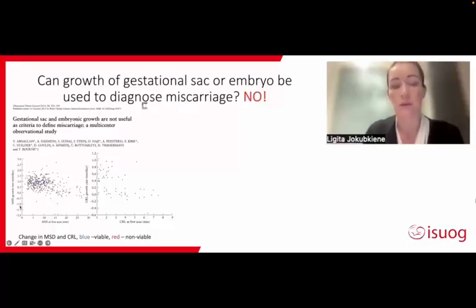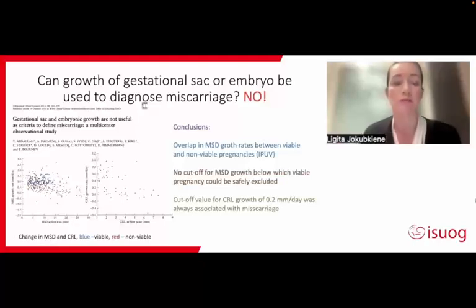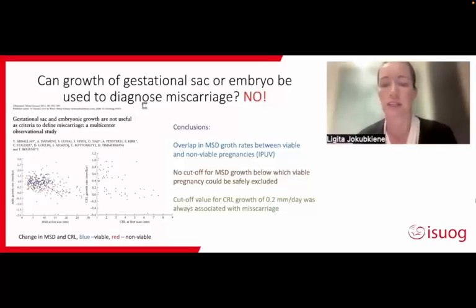And as you see here, particularly for MSD, there is an overlap in growth rates between the viable and non-viable pregnancy. That says that there is no cutoff for the growth of mean gestational sac diameter below which viable pregnancy could be safely excluded. So don't assess the change in mean gestational sac diameter between the two examinations in 7 to 14 days because of the biological overlap.